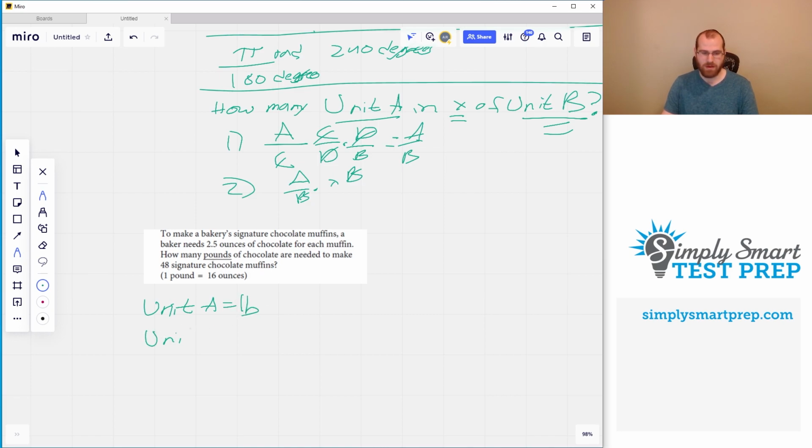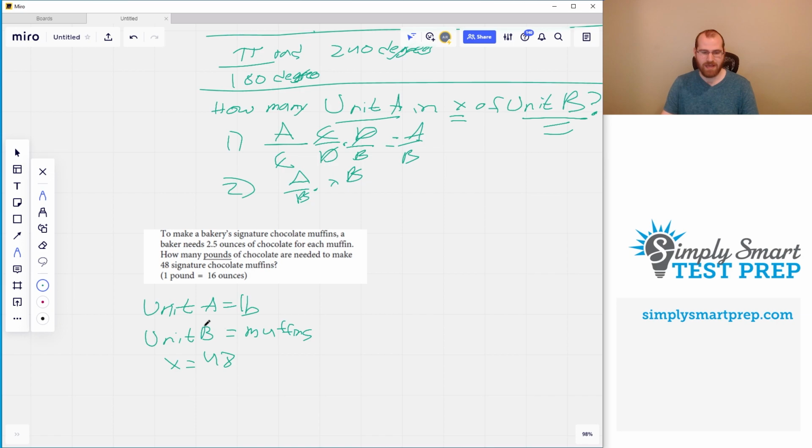Unit B, needed to make how many unit A are in unit B, is going to be muffins, technically signature chocolate muffins, but we can just abbreviate that. And then X is going to be 48.